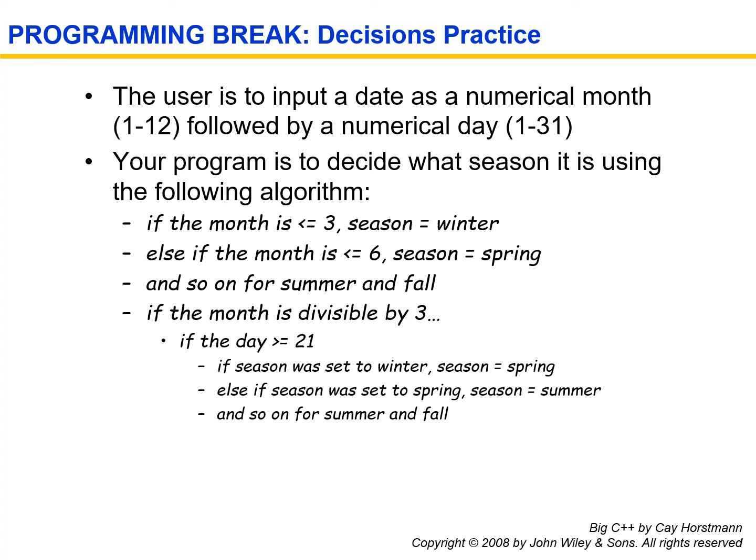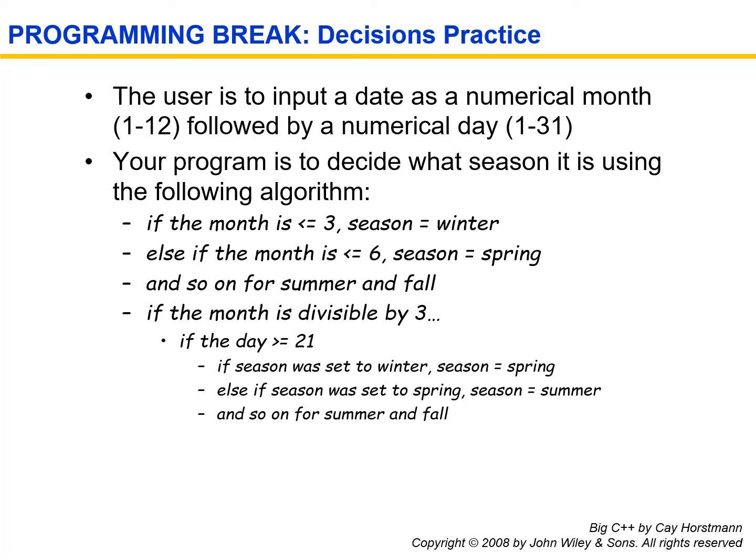So if the month is less than or equal to 3, we set season equals winter. Okay, so season is going to be a string type variable. Else if the month is less than or equal to 6, season is spring, and so on. For less than or equal to 9 would be summer, less than or equal to 12 would be fall. If the month is divisible by 3, okay, so that's 3, 6, 9, and 12, right? It's easier to just do divisible by 3. You know, take month % 3 == 0.